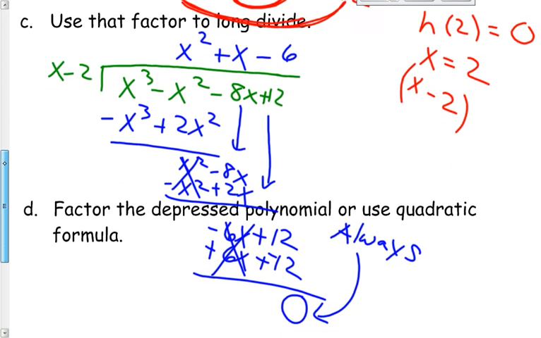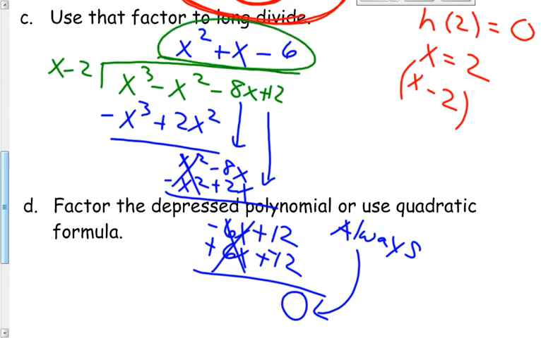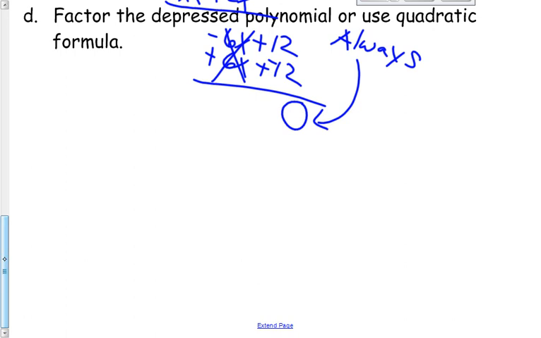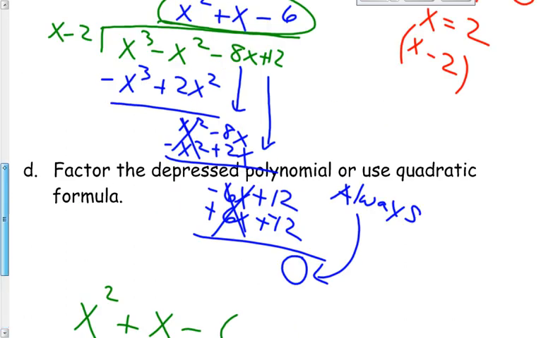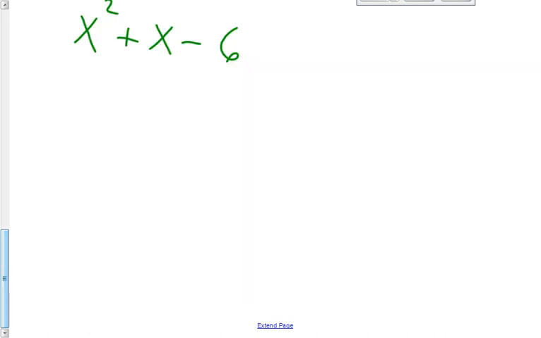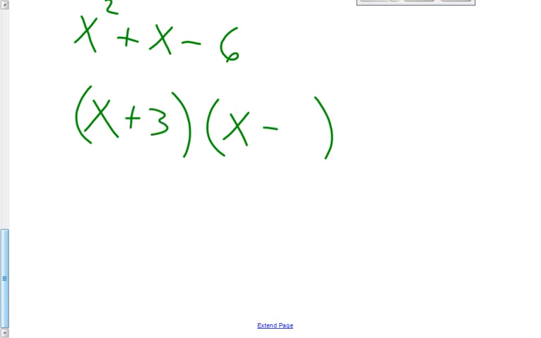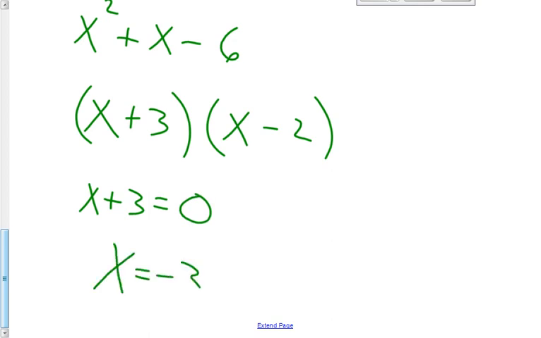So we have x squared plus 6x minus 6 is our quotient. X squared plus an x minus 6. Yes. So let's factor this sucker. X multiplied by x and a positive 3 with a negative 2. So if x plus 3 is a factor, it equals 0. That means my solution, x equals a negative 3. There's one of my answers. X minus 2 equals 0. That means x equals a positive 2.